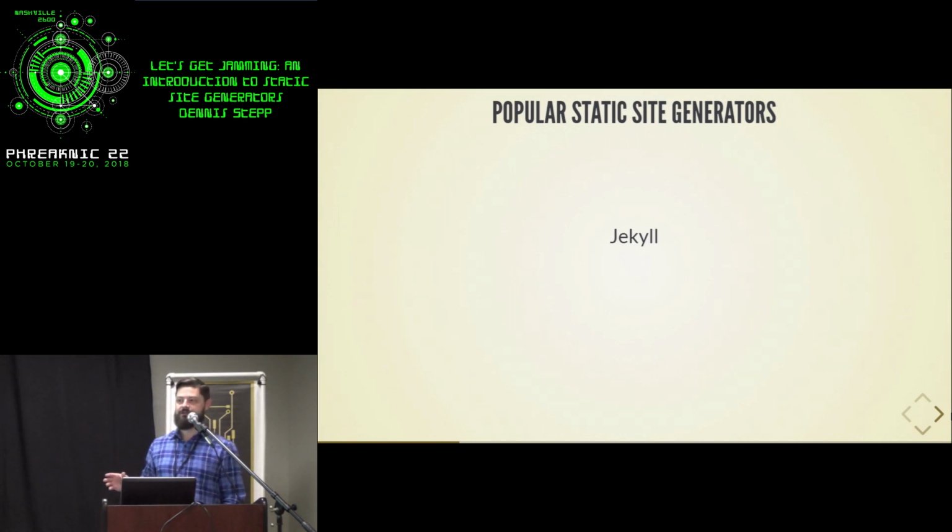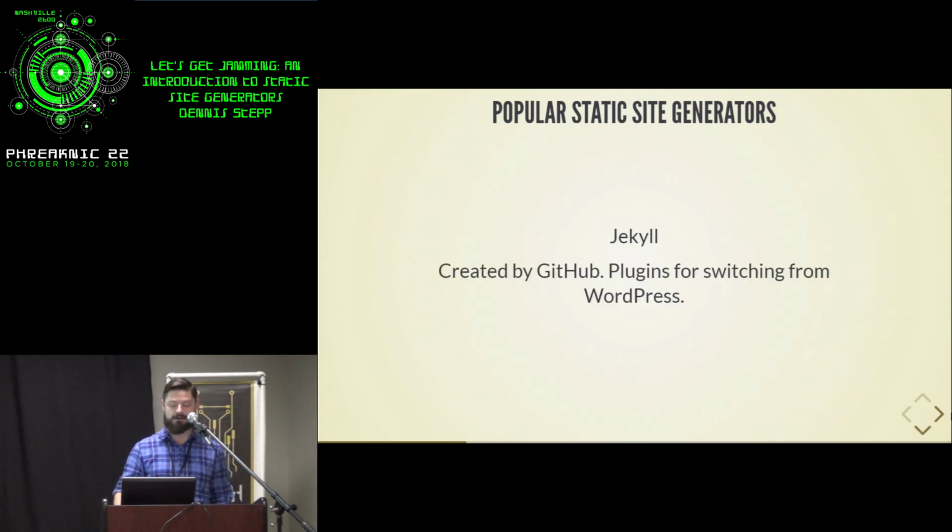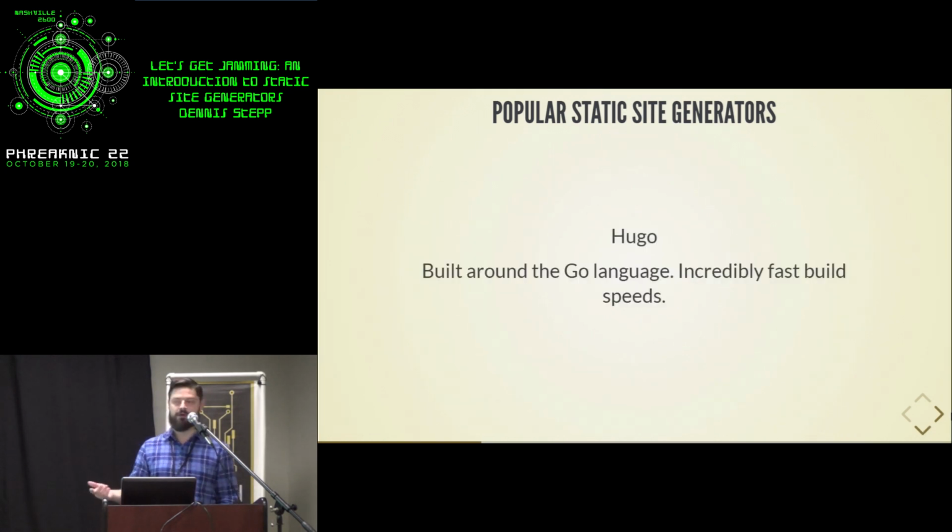So there's lots of different static site generators out there. Probably one of the most popular ones is Jekyll, which is a big, GitHub's backing it and all that. I think GitHub even made it. And they have really good plugins for getting your WordPress site off of WordPress and into Jekyll. Hugo, we'll look at Hugo. Hugo's kind of the one I've landed on.